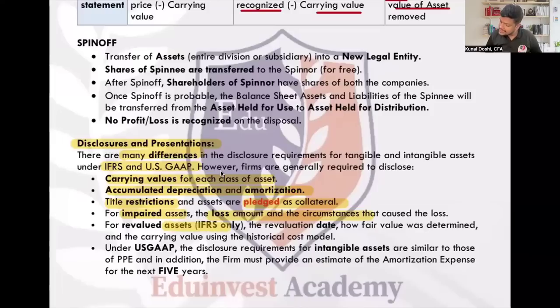For revalued asset under IFRS, what is the revaluation date, how the revaluation was carried on. See, remember, revaluation model is only for IFRS. US GAAP doesn't allow revaluation. Understood?